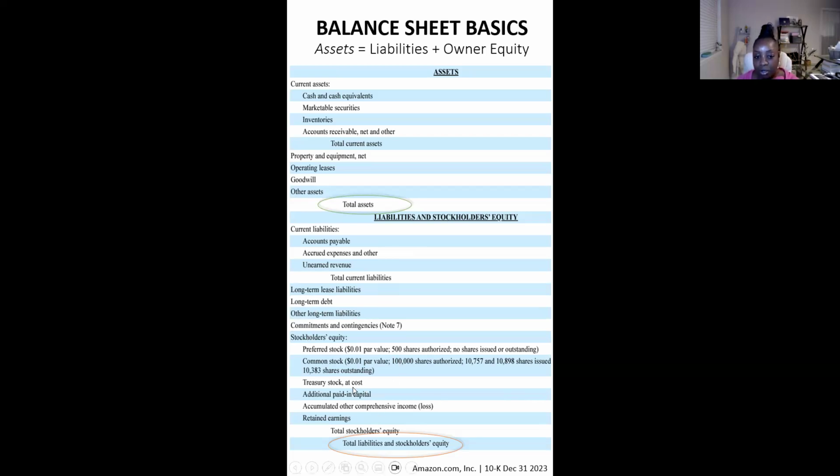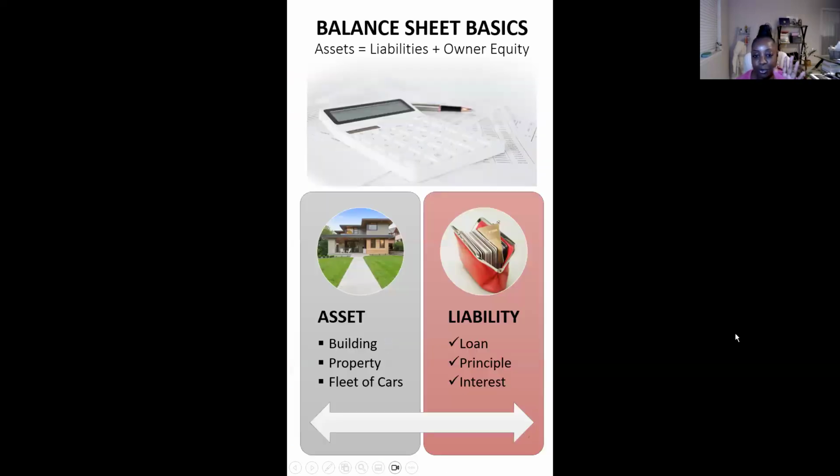Then, like I said, the stockholders' equity in this case, and the example is not impacted, but this would be owner's equity in the case of a small business. So that is my example. Asset: building, property, fleet of cars. Liability is going to be the loan for those building, property, or fleets of cars.